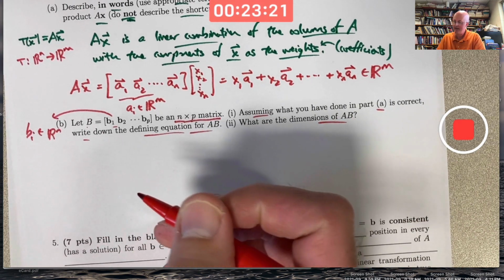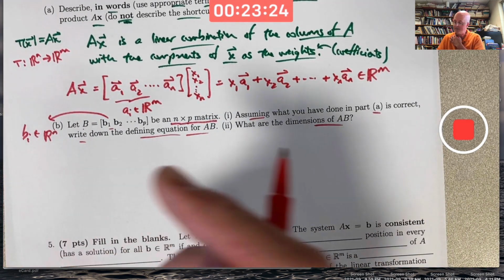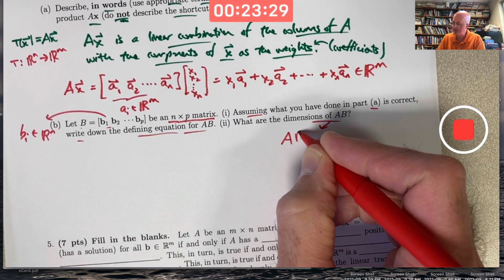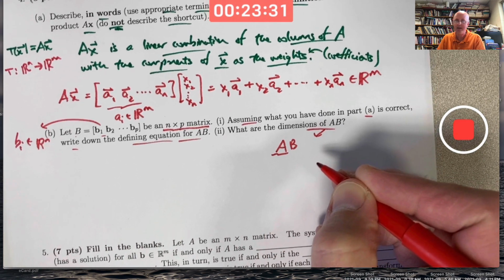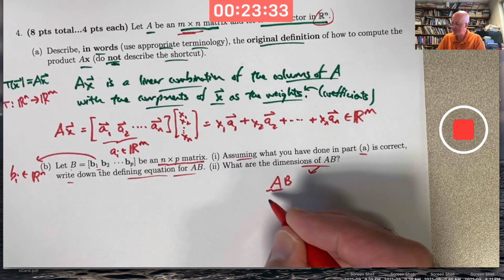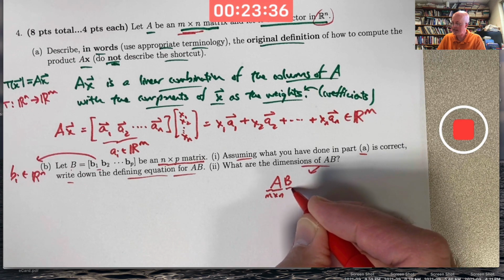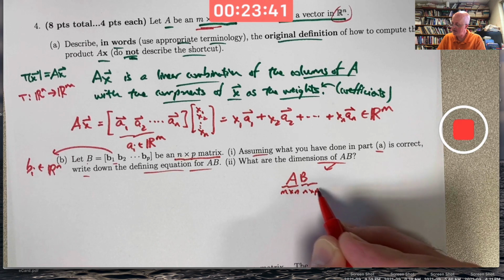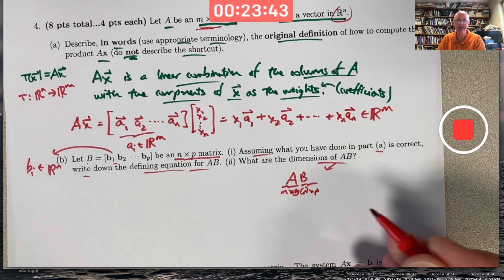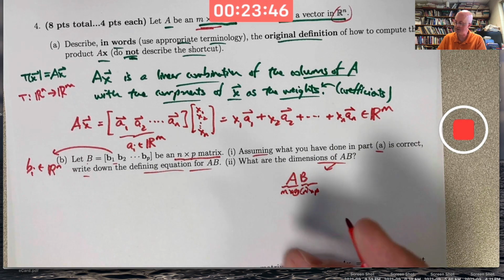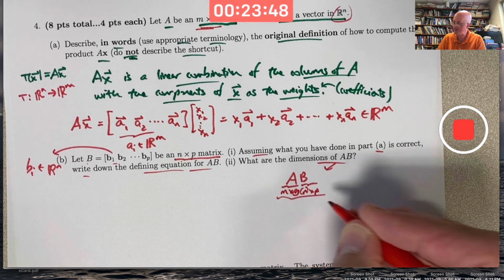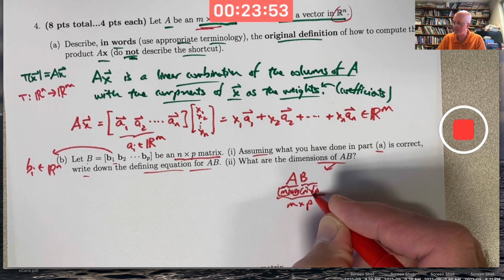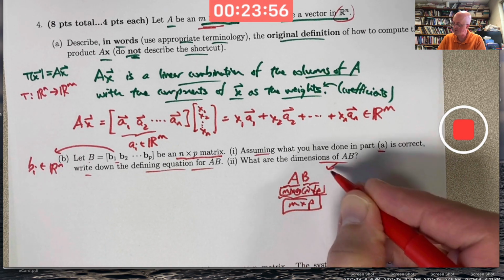Okay? First of all, you should think about whether it can be done. Maybe we should answer the dimensions first. A times capital B: first of all, A is m by n, and B is n by p. Because the inner numbers match, the n's, that's what allows us to do this multiplication. And the answer is going to have dimensions that are m by p. Take the outer numbers, m and p. That's the answer for part 2.